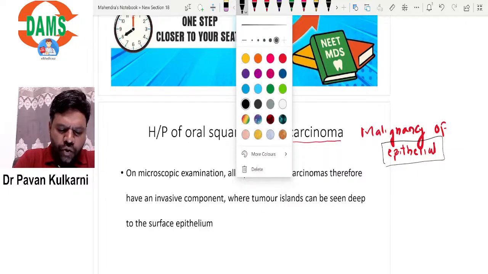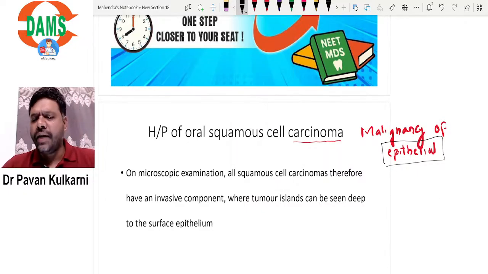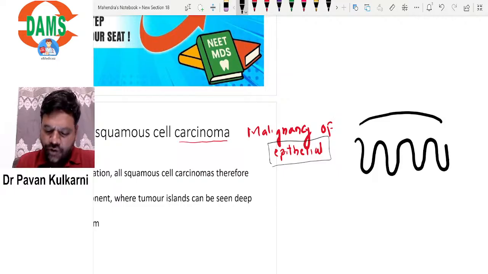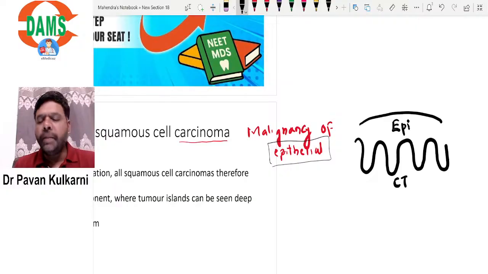All of us know the basic histology. Before going into the histopathology of oral squamous cell carcinoma, let us understand some important basic points about any epithelium, any mucosa. Oral mucosa is made up of surface epithelium, this is very important, and a connective tissue. This is the epithelium and this is the connective tissue. In between the epithelium and connective tissue, we have the basement membrane.